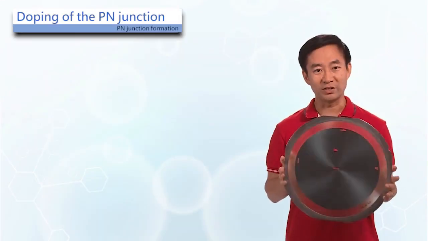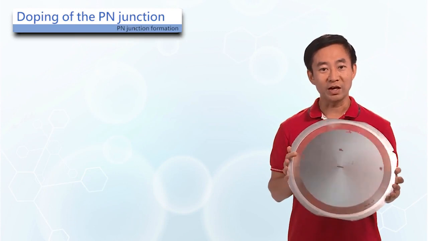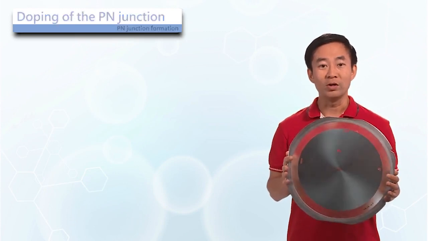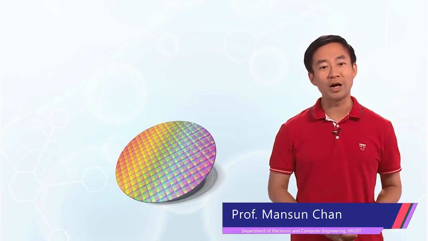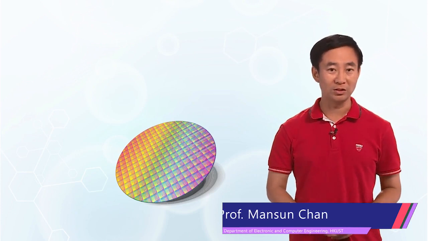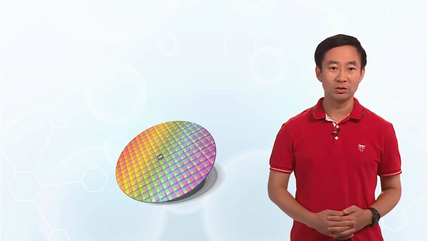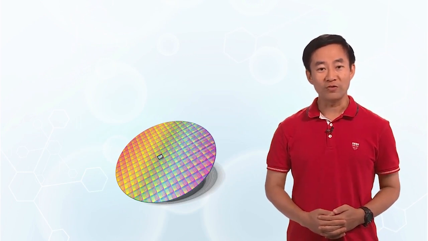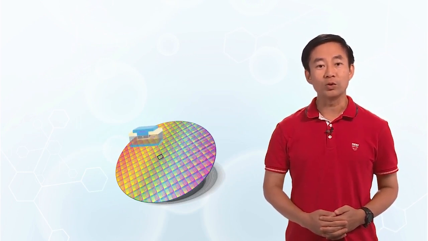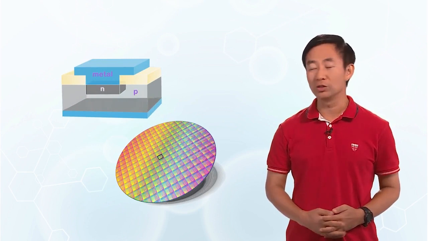This is a wafer made of silicon. A piece of silicon like this, whether doped or undoped, is not very useful. A more useful device can be formed when we put p-type and n-type silicon next to each other, forming a p-n junction. Such a device is also called a diode.